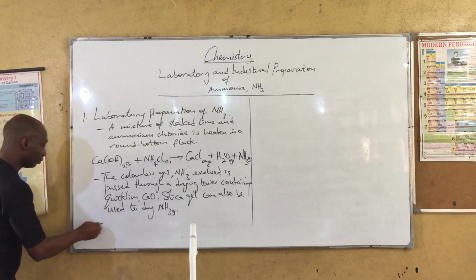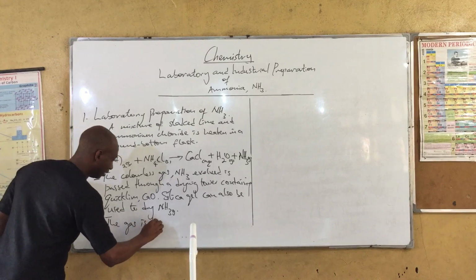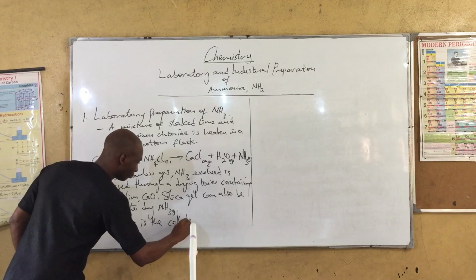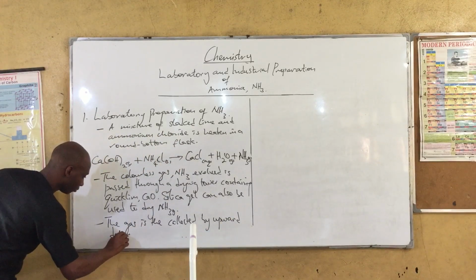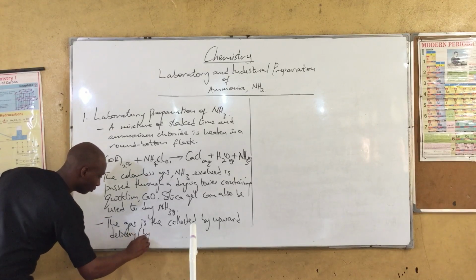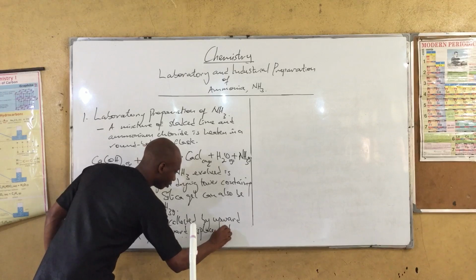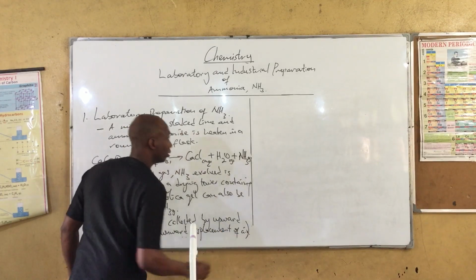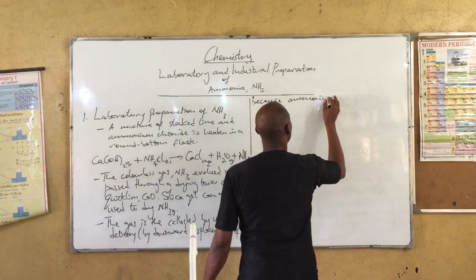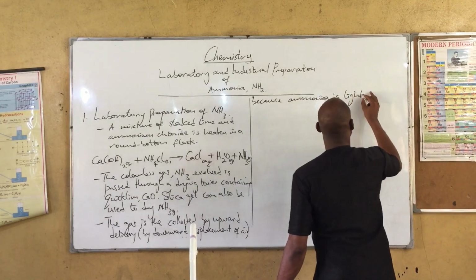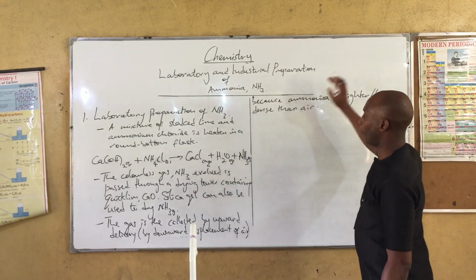So thirdly, the dry gas is then collected by upward delivery method, or by what we call downward displacement of air, because ammonia is lighter or less dense than air. So it is collected by upward delivery.